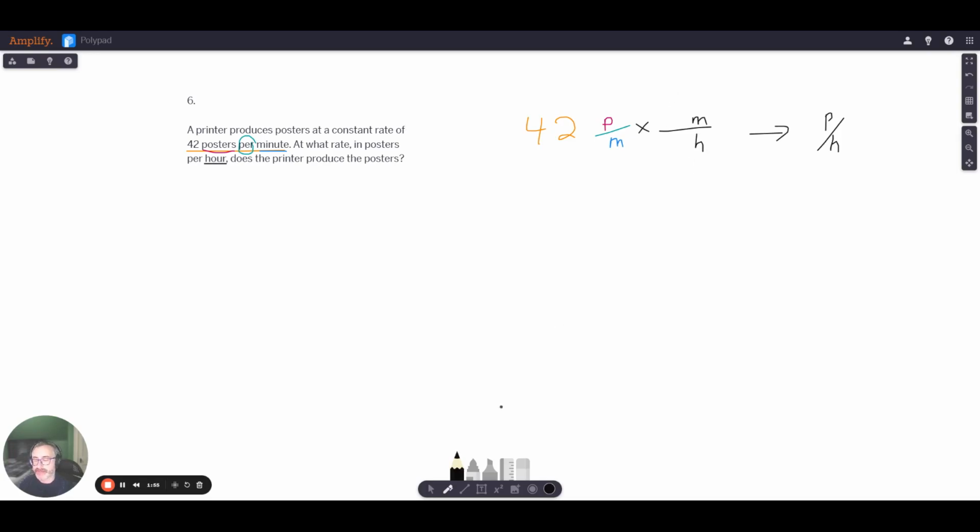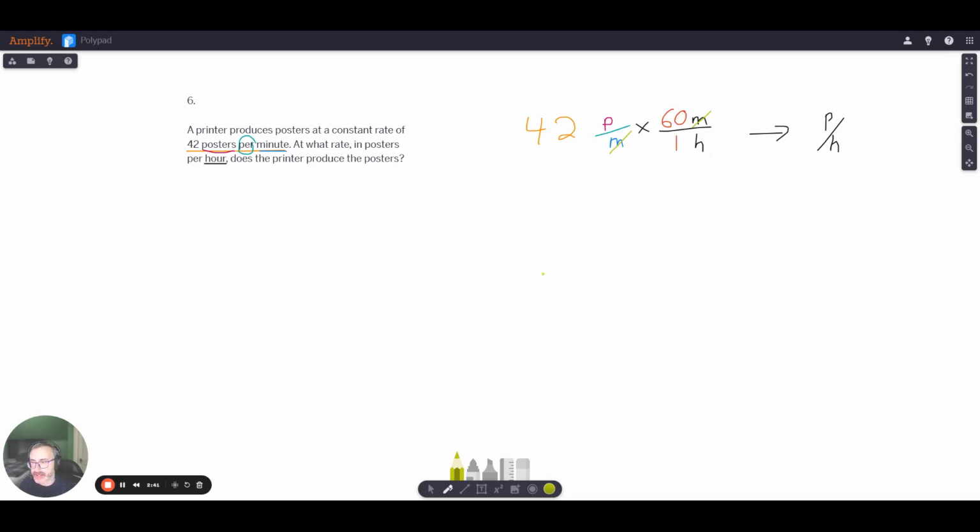Minutes per hour. Oh, and we just need to know how many minutes there are in an hour, because we know that there are 60 minutes for every 1 hour. We have this new ratio that we can multiply. 60 minutes divided by 1 hour, really that's just an hour divided by an hour, that's just 1. Multiplying by 1 doesn't change the value of anything, so we're allowed to do this. So 42 posters per minute times 60 minutes per hour will end up canceling the minutes, leaving us with 42 posters times 60 divided by 1 hour.